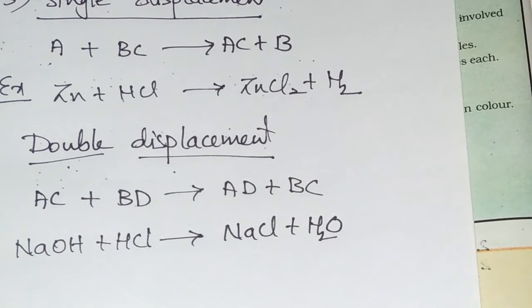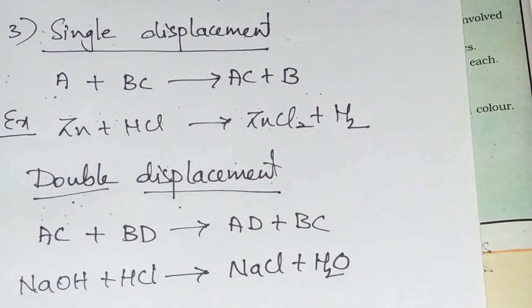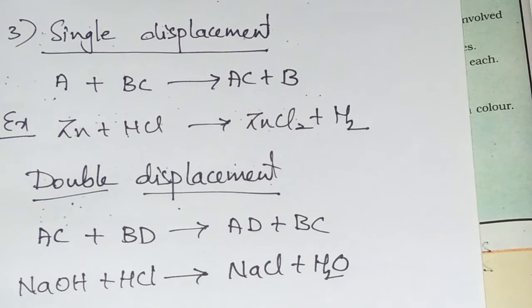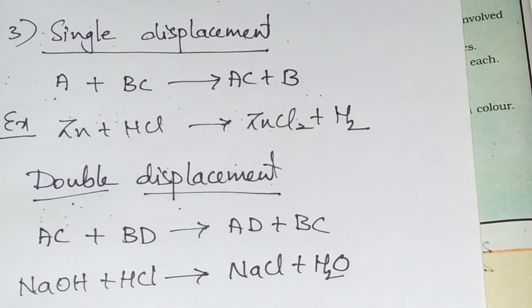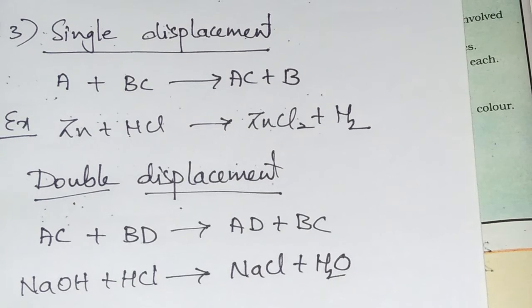Once you see the difference between single and double displacement: one element displaces another element from a compound, that is single displacement. Here anions are exchanged between compounds, that one we can call a double displacement reaction. For double displacement reactions we have a lot of examples like neutralization, so many acids reacting with bases forming salts and water, and precipitation reactions. If they are asking for two examples, you can write them very easily.